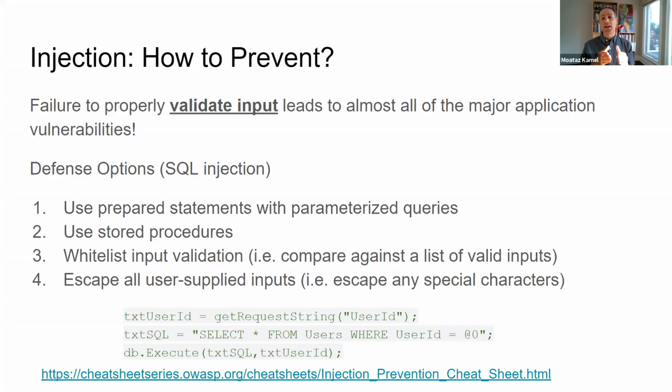What that means is you take any special character like a semicolon, you either strip it out or you put a backslash in front of it so it can't be interpreted as an actual semicolon for execution. So those are some examples of how to protect against SQL injection.